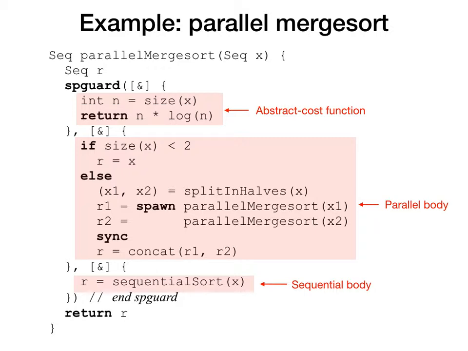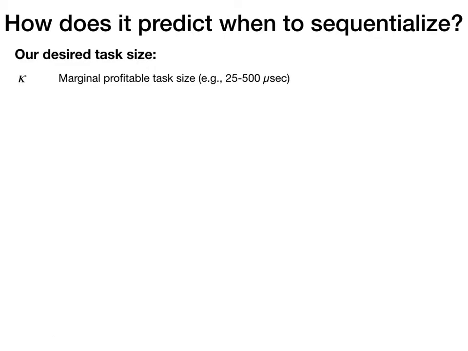But how does the SP-guard manage to do that, given that all it has are the cost function and the parallel and sequential bodies? As you may have guessed, the cost function isn't going to be sufficient to make good sequentialization decisions. The starting point of our algorithm is a per machine tuning parameter that we call kappa. Kappa represents the smallest task that we want to parallelize. Typically, good settings for kappa range somewhere between 25 to 500 microseconds, depending a lot on the machine.